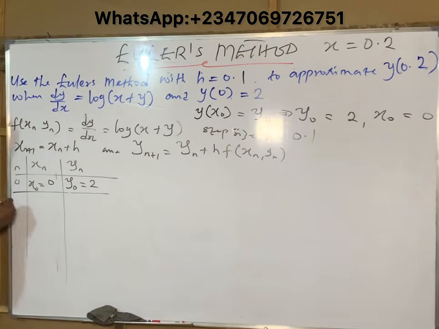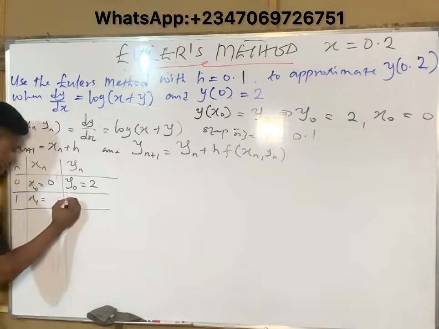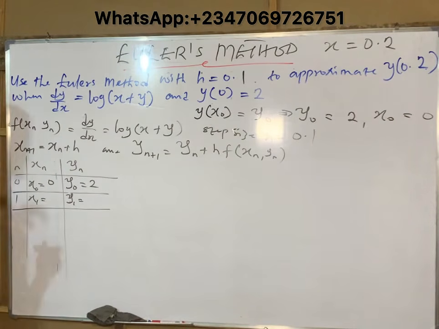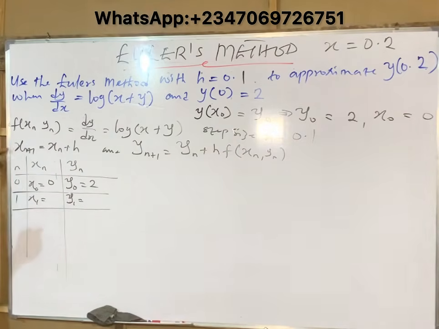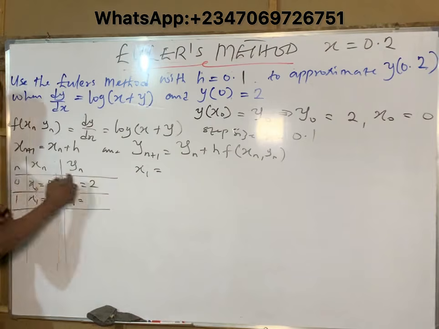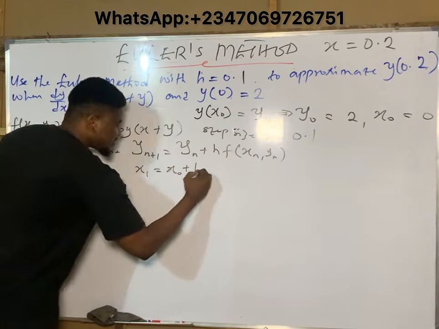Now, our next task is to find x1, that is when n is equal to 1. We also need to find y1. So we employ this equation, xn plus 1. To get x1, we start from the previous value of x, so we plug in n equals 0. In place of xn plus 1, it becomes x0 plus 1, which gives us our first value of x. So x1 equals x0 plus the step size h.